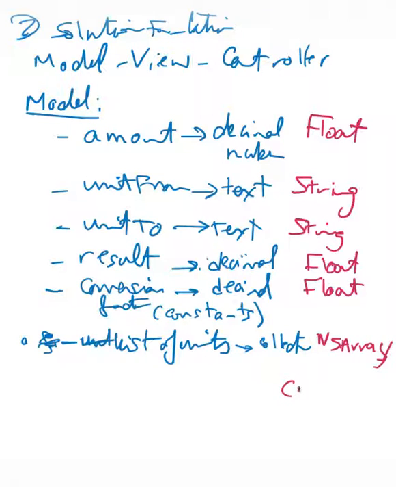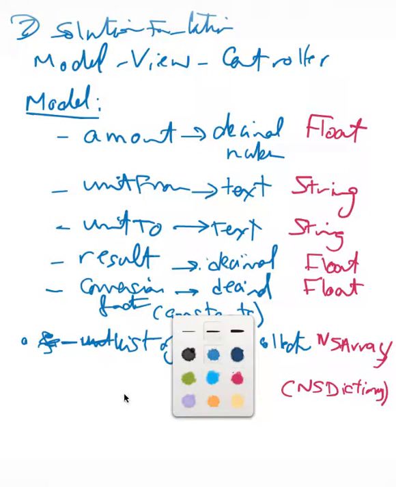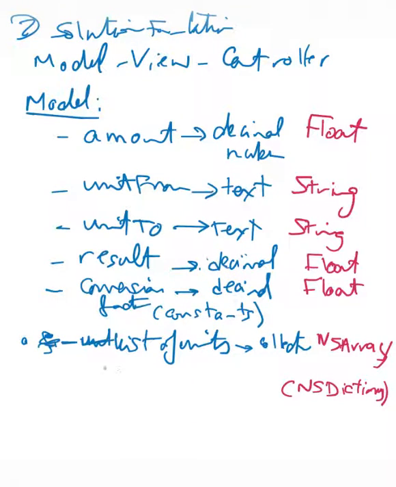There's also another type called NS dictionary. And at the end of these videos, we can solve this problem and build this app using an NS array as the model for the list of units, or an NS dictionary. In this original round, I'm going to use NS array since we used it before, but towards the end, I'll show you how you can use NS dictionary to model the list of units as well. So that's the list of units.